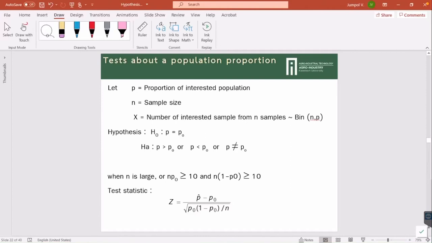This is a test about a population proportion. We have P as the proportion of the population of interest, N is the sample size, and X is the number of items of interest from the N samples. Our hypothesis is P equal to P0 or not, where P0 is our hypothesized proportion.